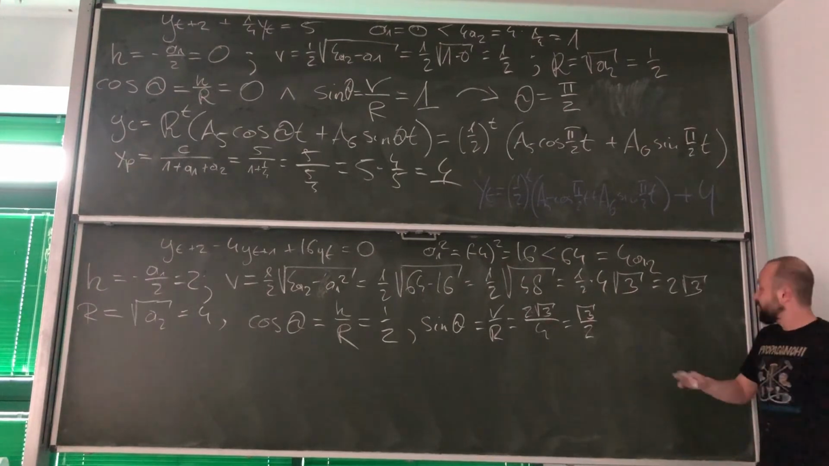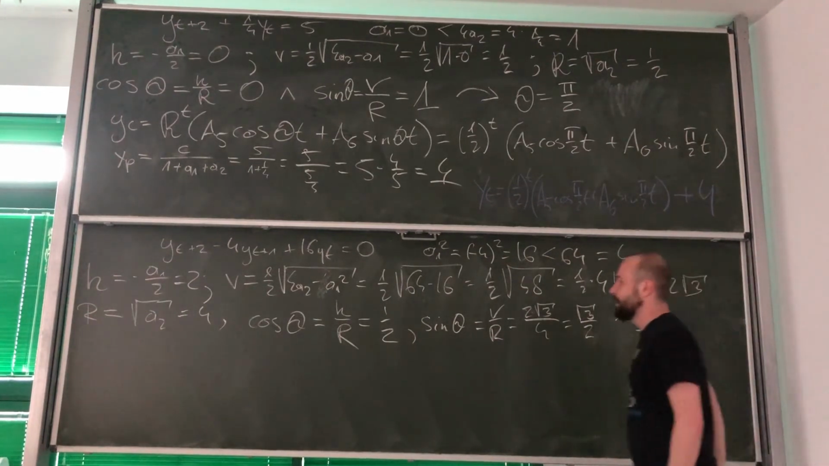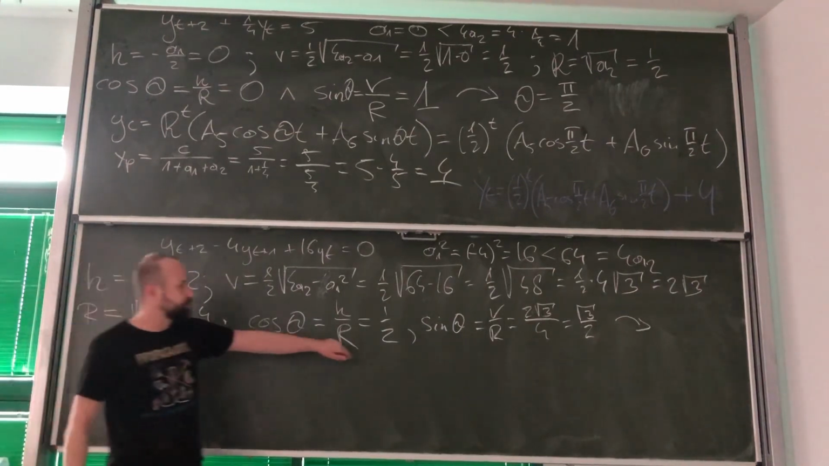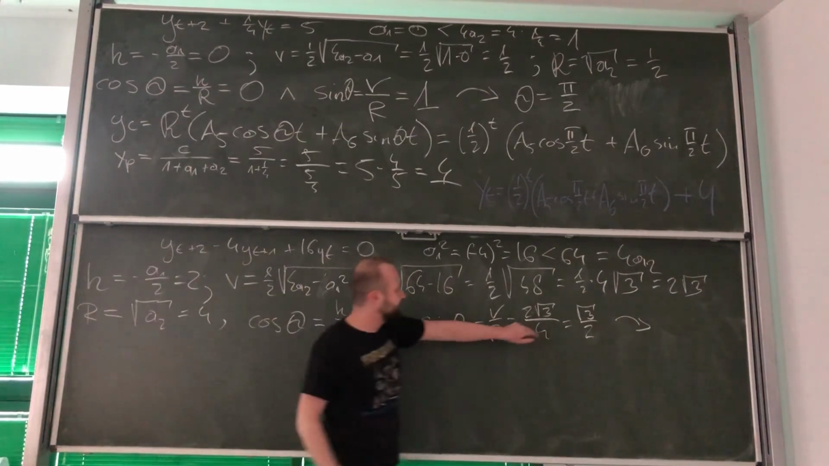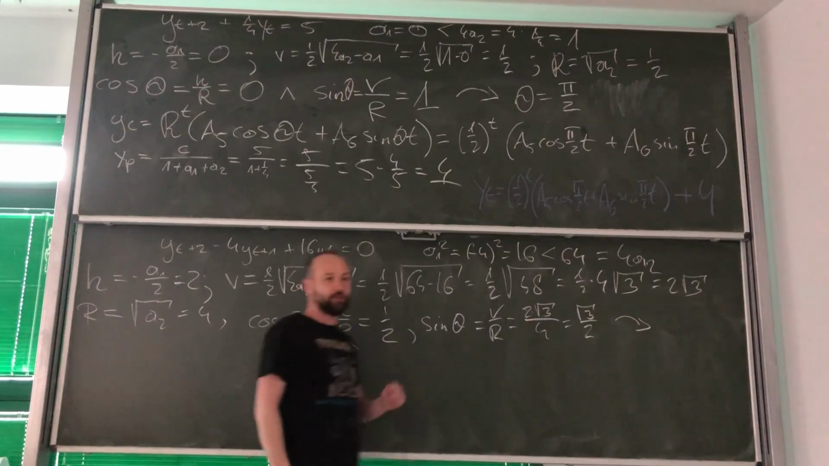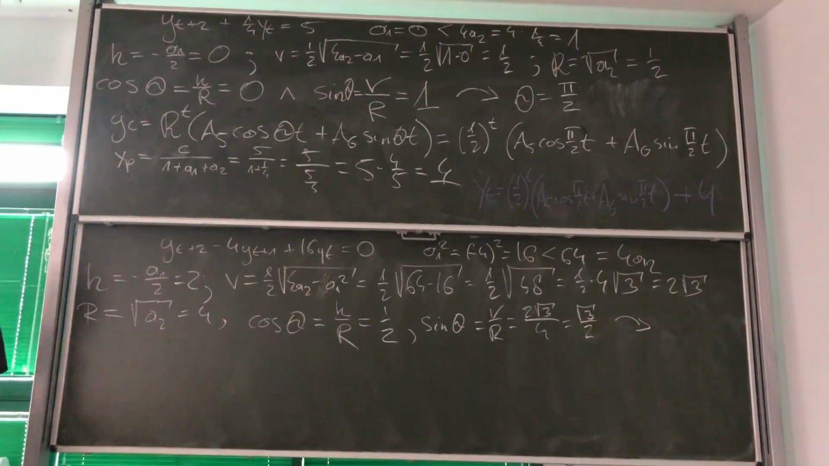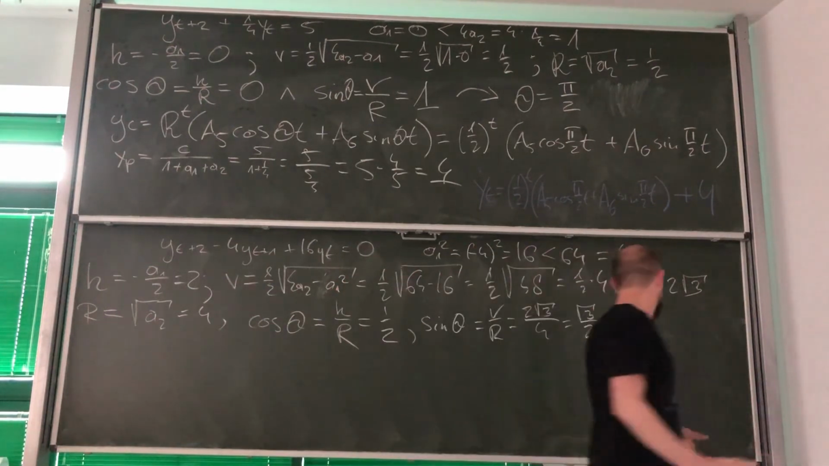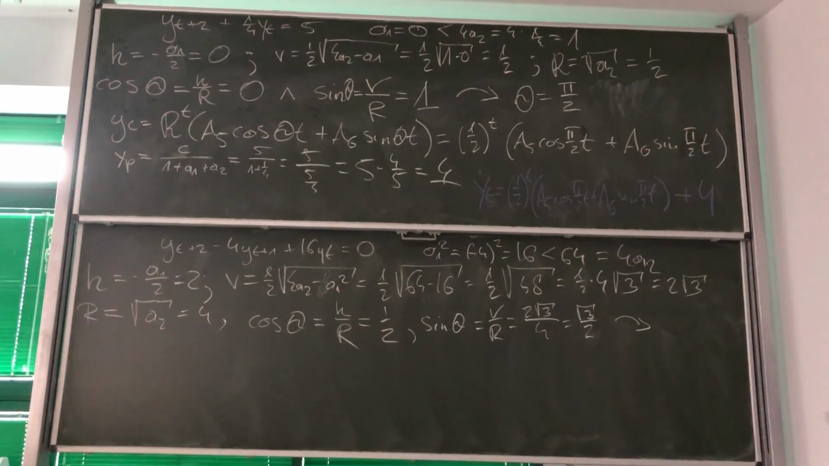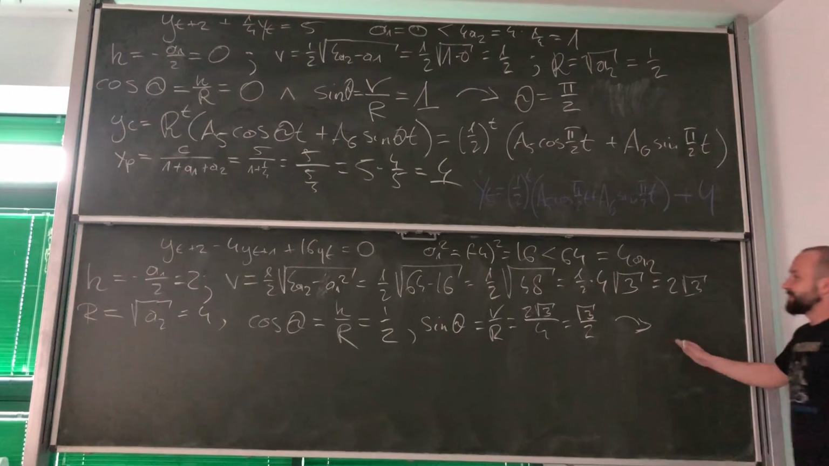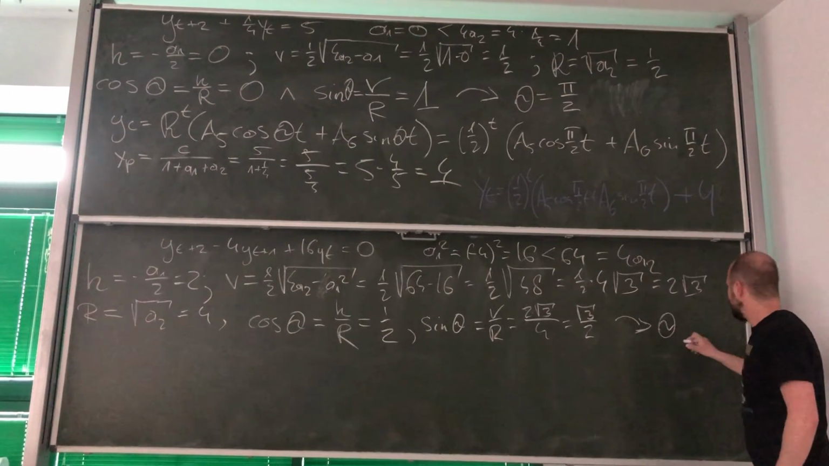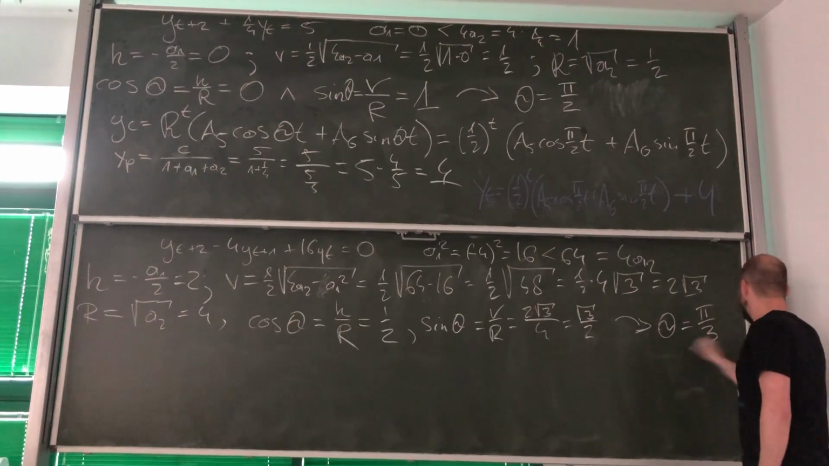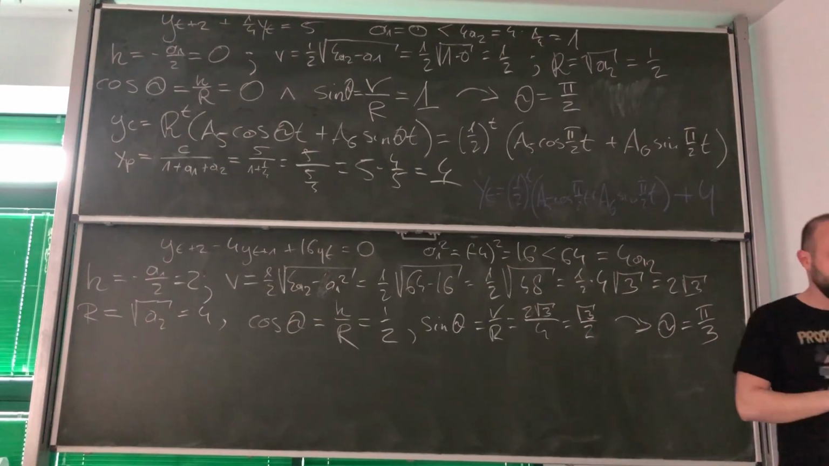And now again, the question, what must be theta such that cosine is equal to 1 over 2 and sine is equal to square root of 3 over 2? Well, again, we use just trigonometric tables, or we just remember that this means that theta is equal to pi over 3, right?